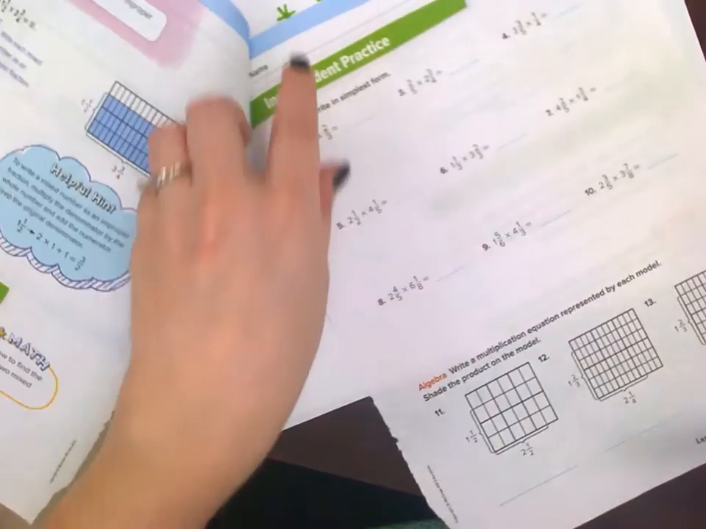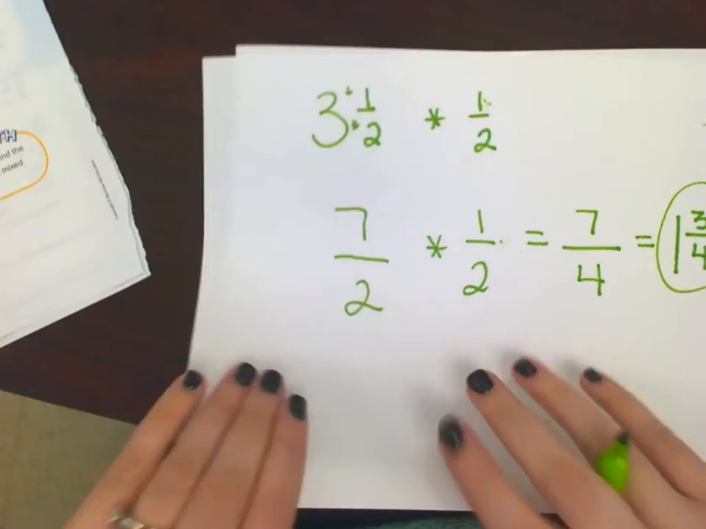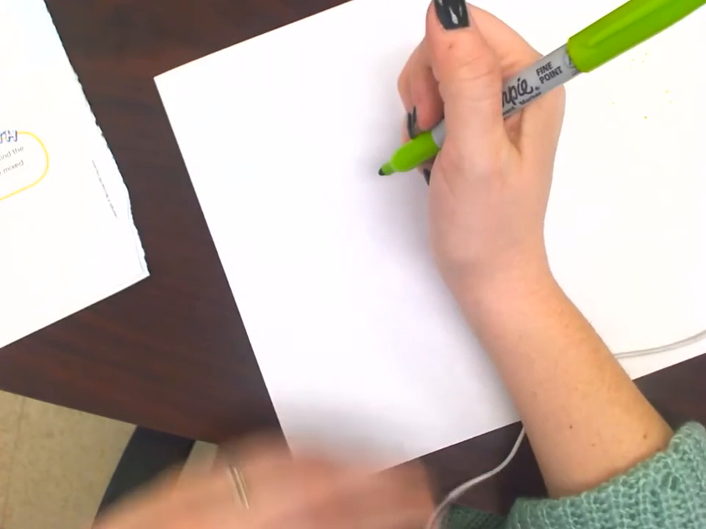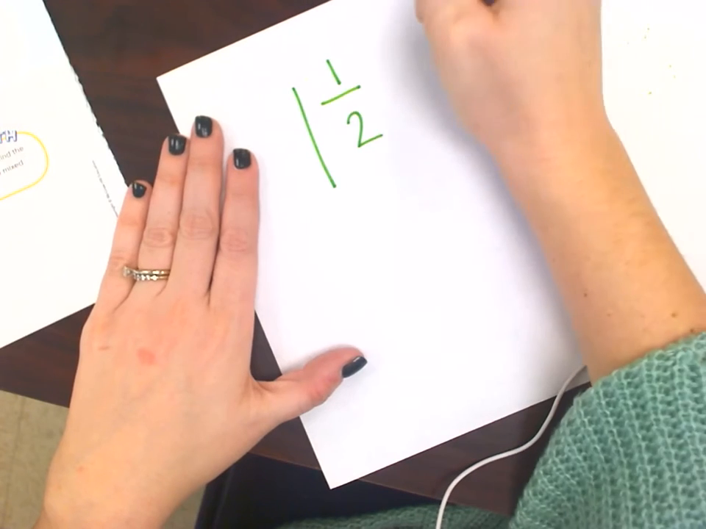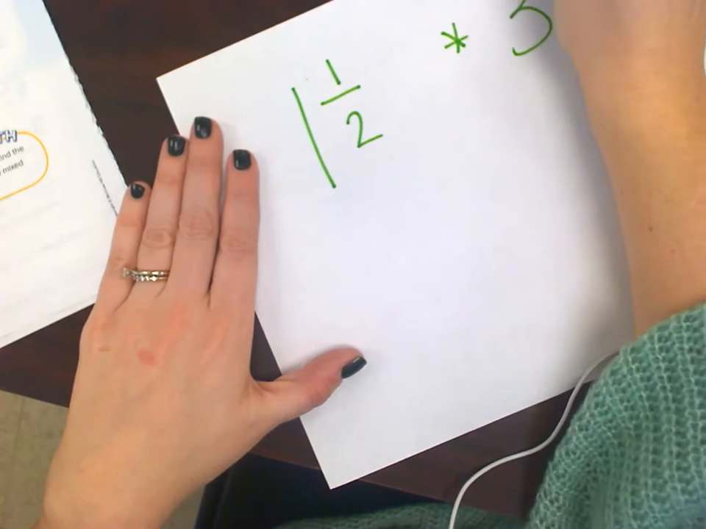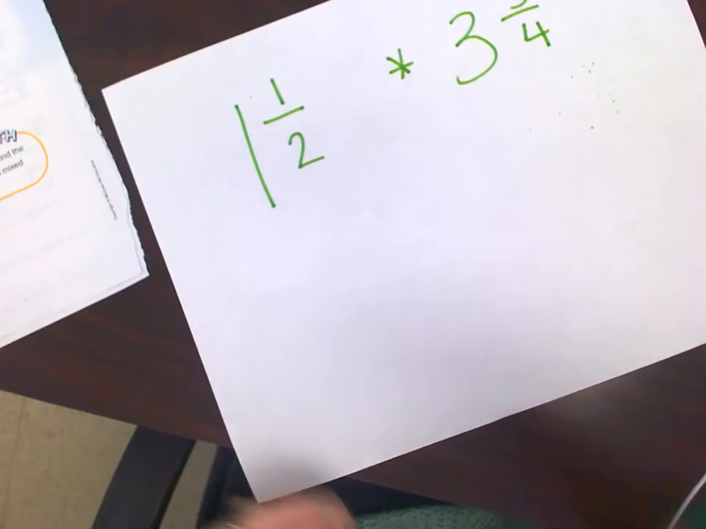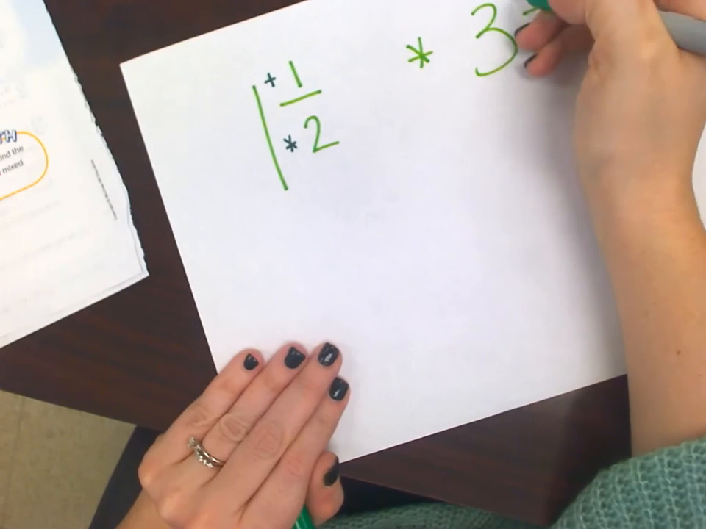Okay, let's try another. This is example number 2. It says, find the unknown in 1/2 times 3 3/4. So this time we need to change both of these into improper fractions. Let's see if we remember the trick. Multiply the denominator, add the numerator. We're going to have to do that to both, okay?